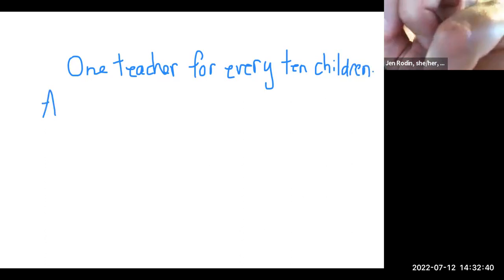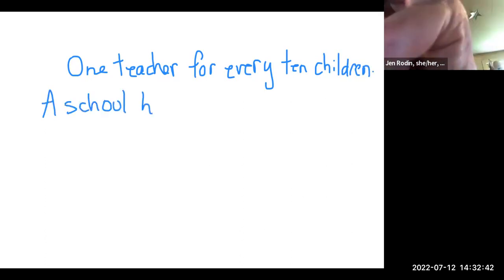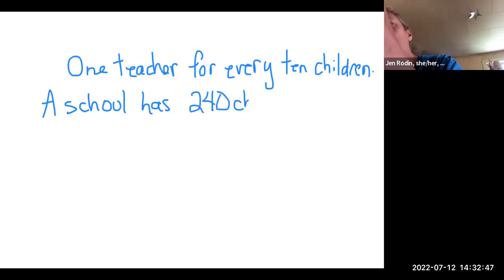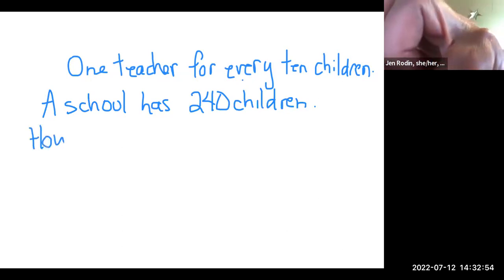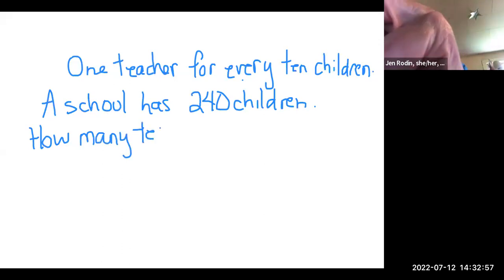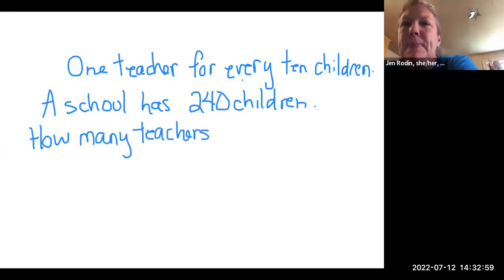A school has, let's say they have 240 children. So then we could figure out how many teachers. So these are really wonderful for story problems too, because they're pretty straightforward, not too wordy, but still, for people who aren't used to it, it's hard to get comfortable with what goes where. So what number goes where?